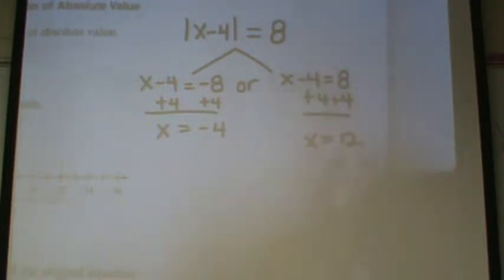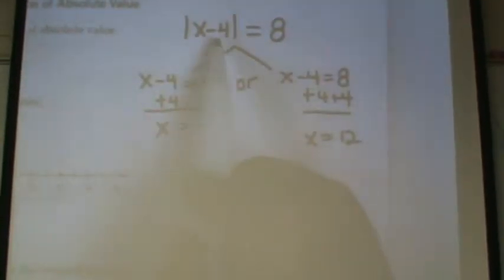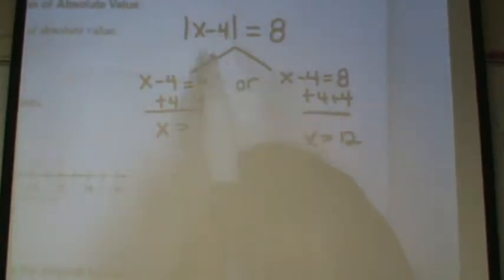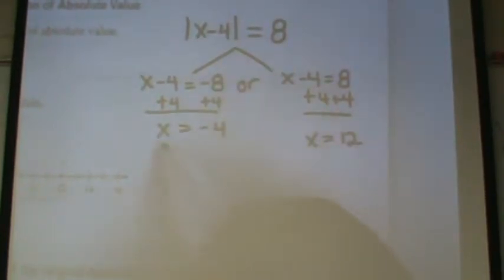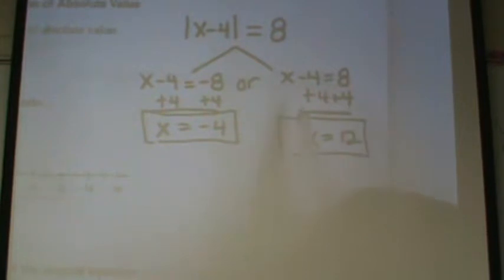So let's take a look at these. Why are there two answers? Well, because 12 minus 4, the absolute value of that, which is 8, is 8. And negative 4 minus 4, which is negative 8, the absolute value of negative 8 is 8. So these two answers both work. Now, if we were to graph the solution, 12 is a solution, and so is negative 4.